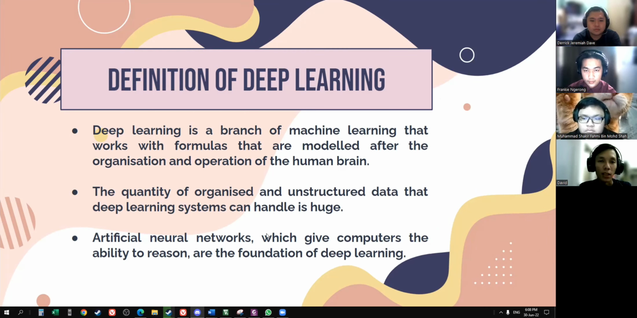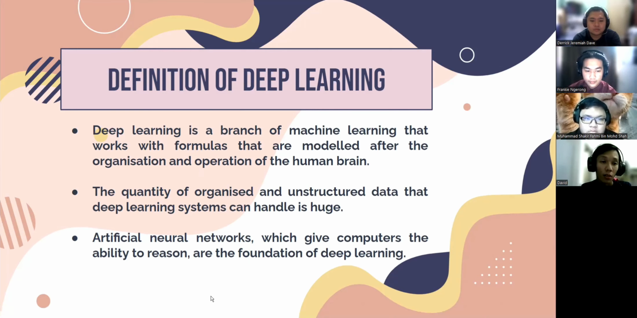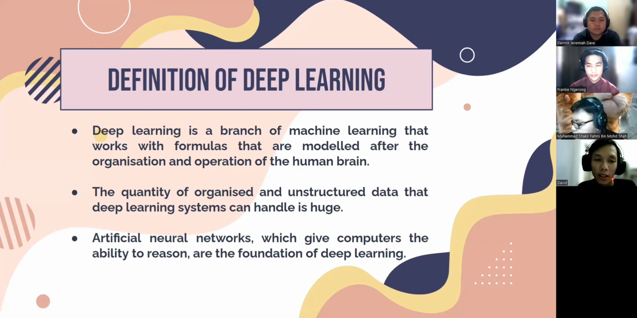So my name is David Tiong Lung Wei. So for my Task 1, number 3, I chose deep learning as the popular method out of the findings in Task 1.5c. The definition of deep learning is a branch of machine learning that works with formulas that are modeled after the organization and operation of the human brain. Second is the quality of organized and unstructured data that deep learning systems can handle is huge.